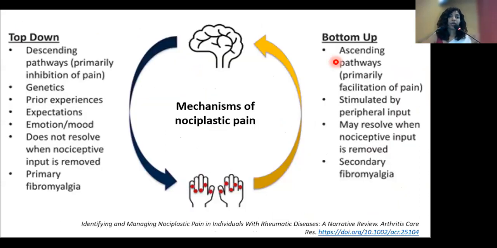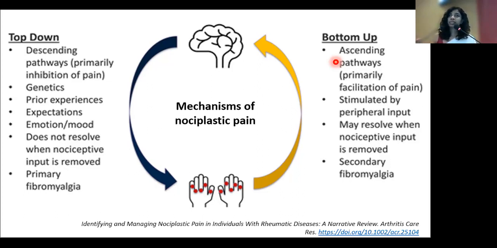So these neuroplastic changes can either be top down or bottom up. So top down is coming from the higher centers down the descending pathway. So that can happen even without any peripheral pain. And there is a genetic predisposition to this kind of nociplasticity, and we often see it in primary fibromyalgias. The bottom up are changes that happen in ascending pathways.